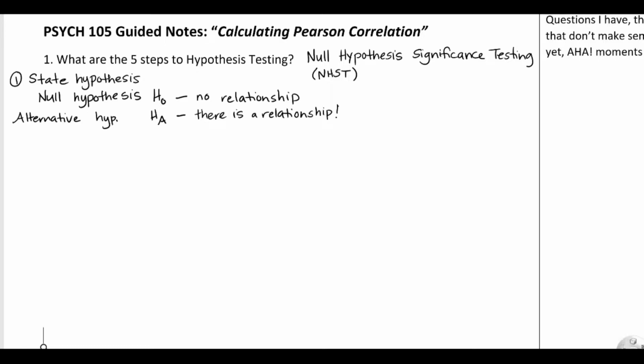So these two hypotheses are always going to cover all of our bases, all of the possibilities. There either is a relationship or there's not. One of those two things has to be true. There's no other possibility.